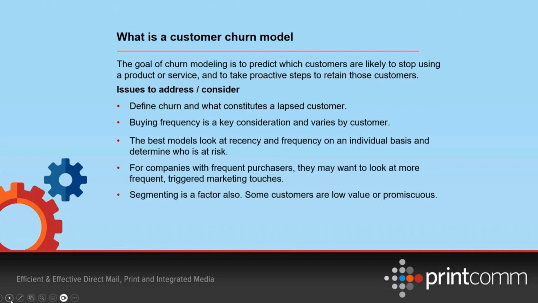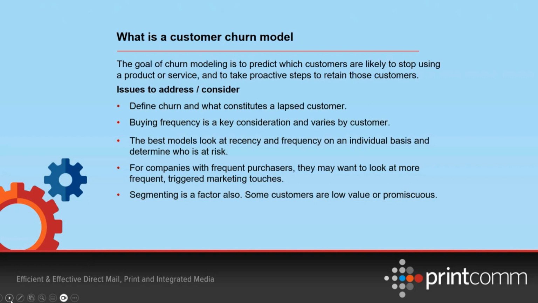So, customer churn. What's a customer churn model? The goal of churn modeling is to try to come up with a way to predict which customers are likely to stop using a product or service, and to take proactive steps to retain those customers.